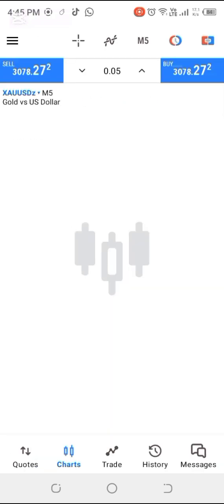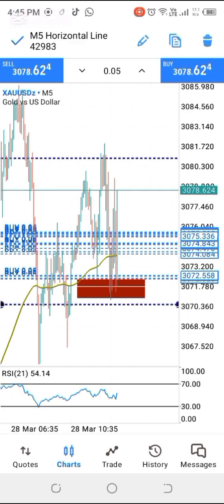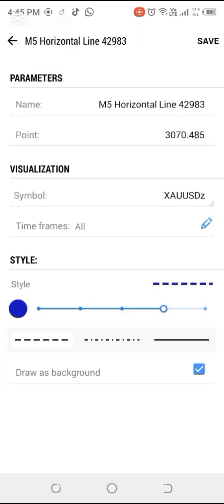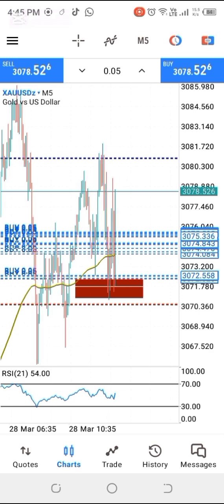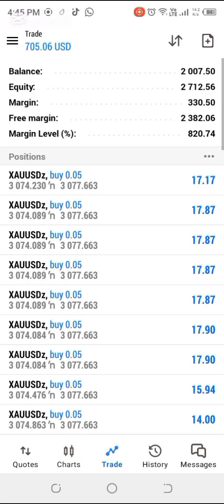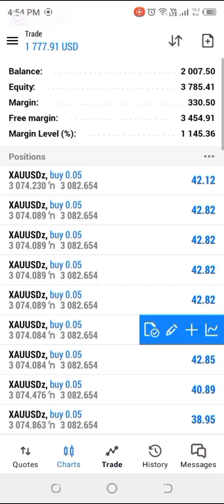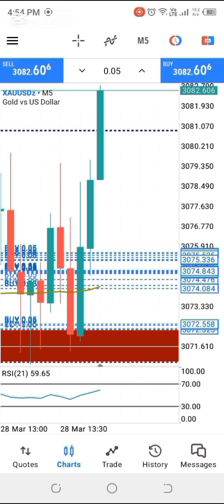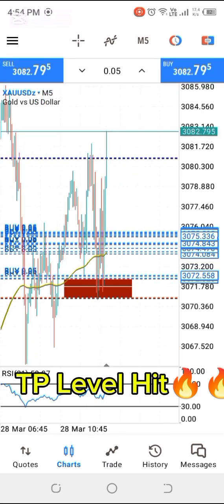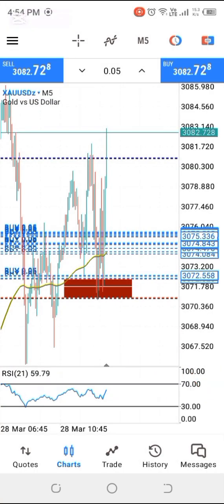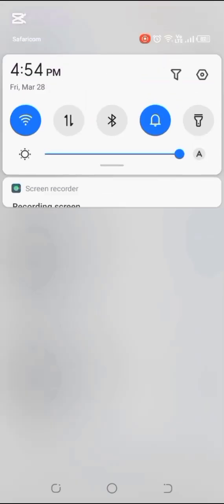I decided now to set my stop loss level and TP level. So my stop loss level is just below the swing low, and my TP level is above the swing high, the previous or the last one. So you can see I've set my stop loss level and my TP level. I decided to hold for more profit, and then later my TP level was hit successfully.